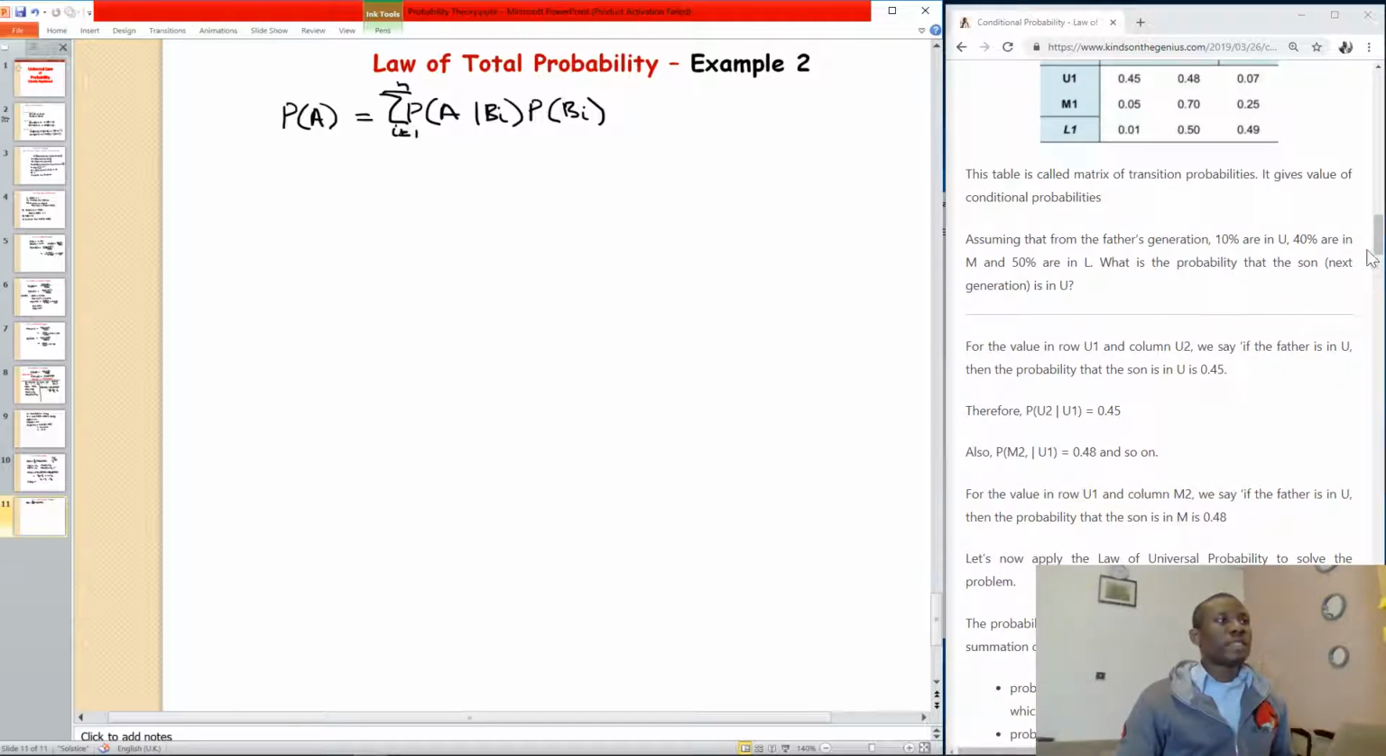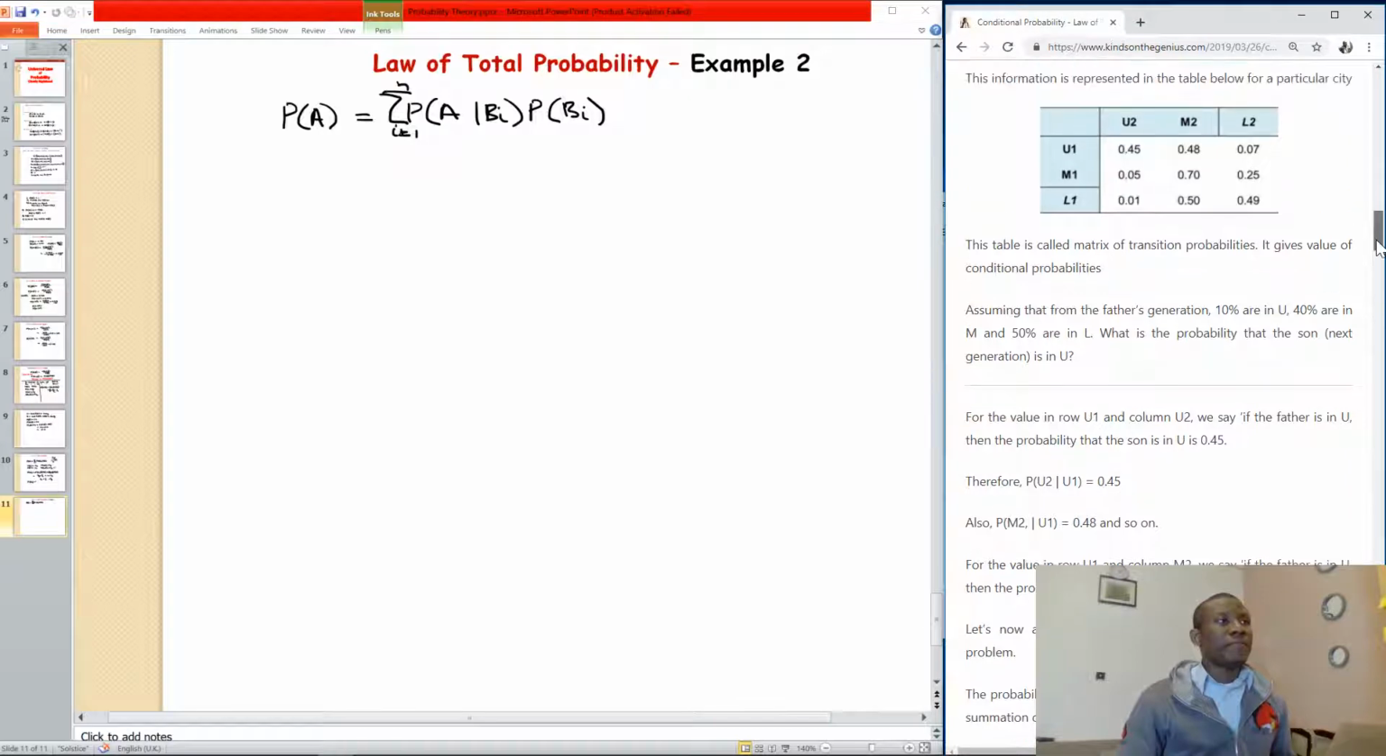So putting everything together gives us a table like this, which represents the chart that has been taken for a particular city for occupations of the parents and the children. This table is called the matrix of transition probabilities. It gives values of conditional probabilities. Now let's see how it goes.